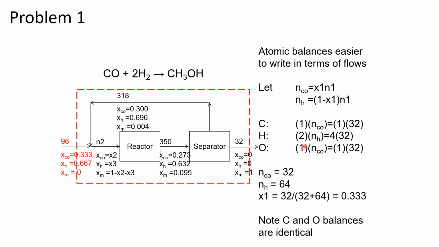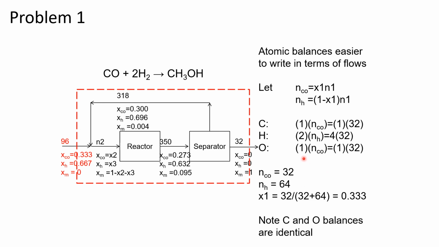If you look at the hydrogen, there's 2 atoms of hydrogen per molecule of hydrogen, so we'll take 2 times the flow rate of hydrogen coming in. That's going to be equal to hydrogen coming out, which is the flow rate of methanol, 32, and there's 4 hydrogen per molecule of methanol. Equating these two together, we're able to solve for the flow rate of hydrogen coming in at just 64.